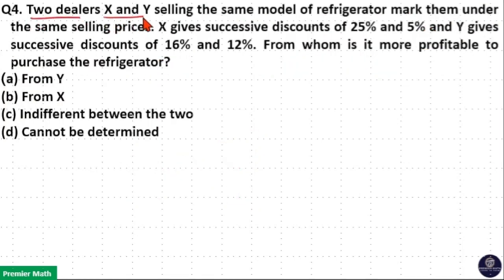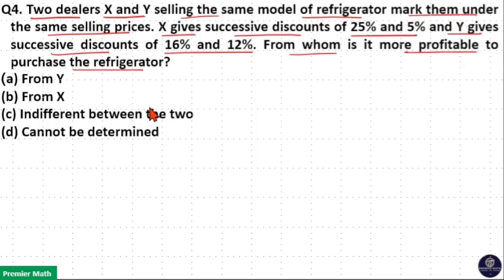Two dealers X and Y selling the same model of refrigerator mark them under the same selling price. X gives a successive discount of 25% and 5%, and Y gives successive discounts of 16% and 12%. From whom is it more profitable to purchase the refrigerator? Here, the selling price is the same. So, just find the net discount.